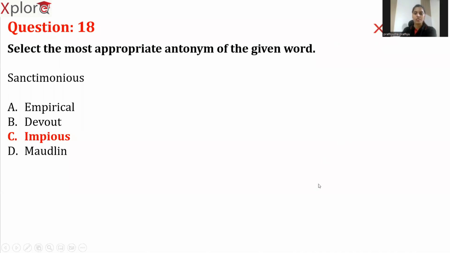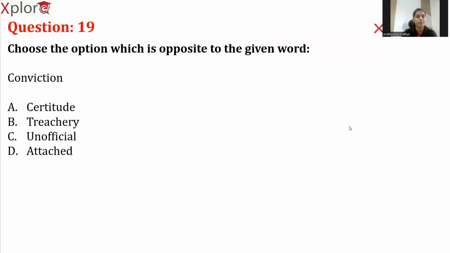Option C is the right answer here. Choose the option which is opposite to the given word. And the given word is conviction. So we need to identify the opposite word for conviction. Options given to us are certitude, treachery, unofficial, attached.